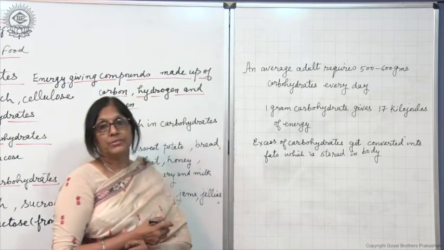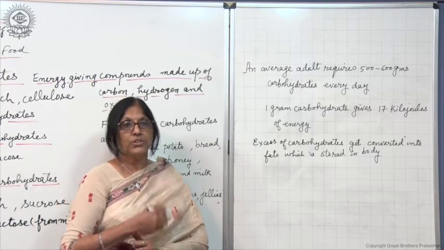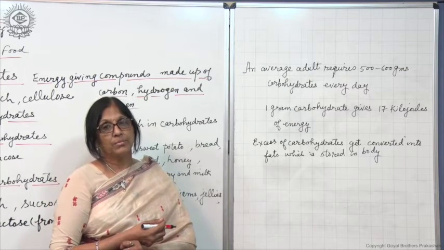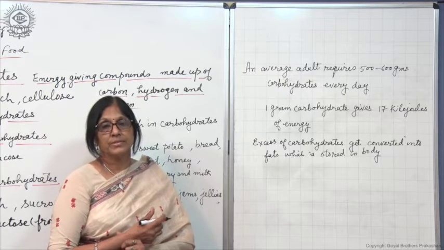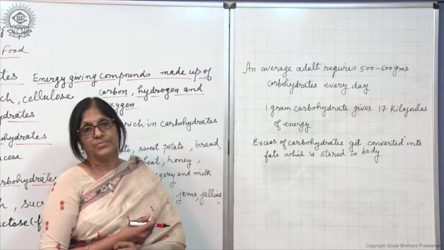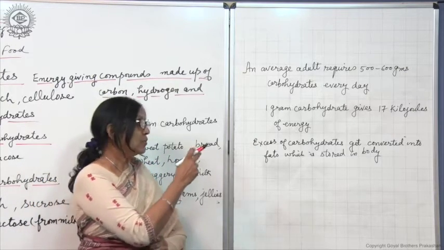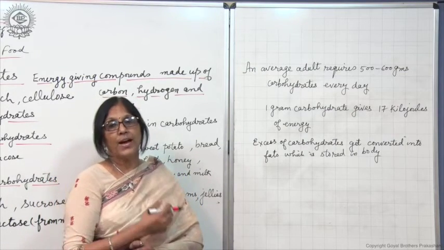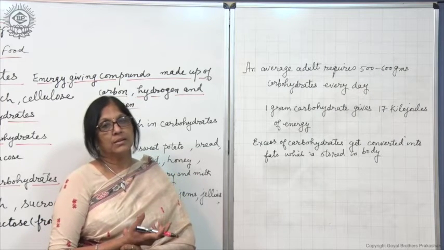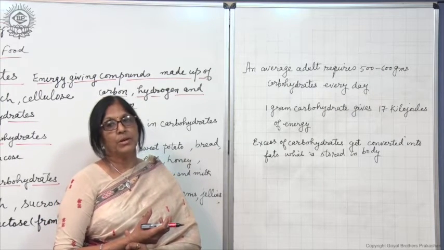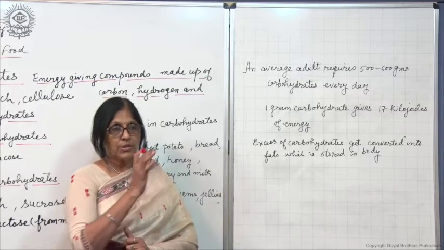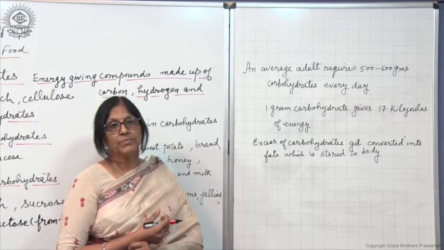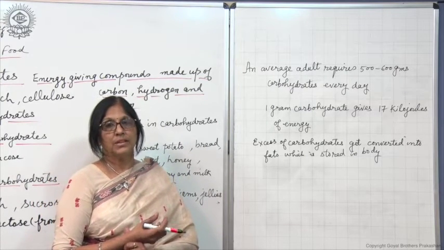Excess of carbohydrates: if you go on eating carbohydrates more than the requirement, then what will happen? The body will become obese, a person becomes fat. What happens actually? The excess carbohydrates will be converted into fat and get stored in the body, and the person will become obese. So only that much amount of food should be taken which is required by the body, and of course exercises should be done along with it.